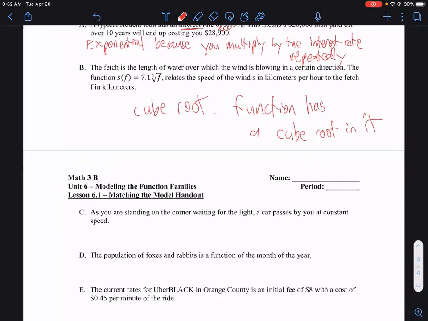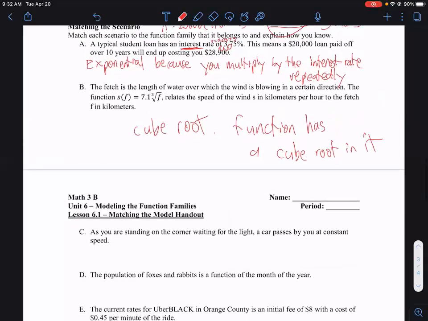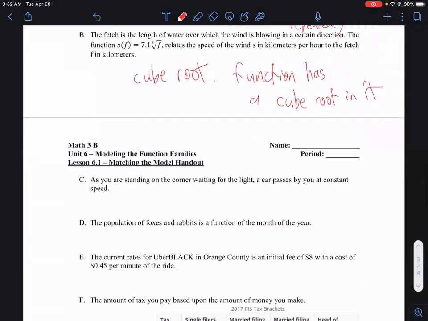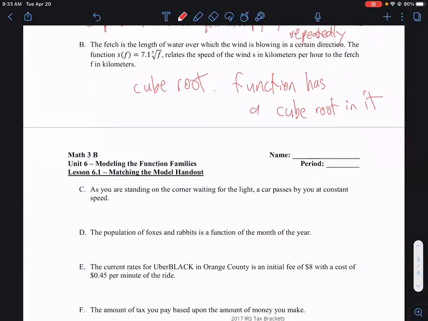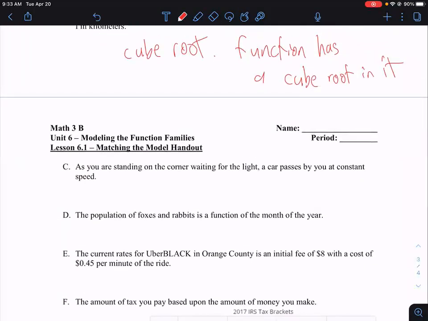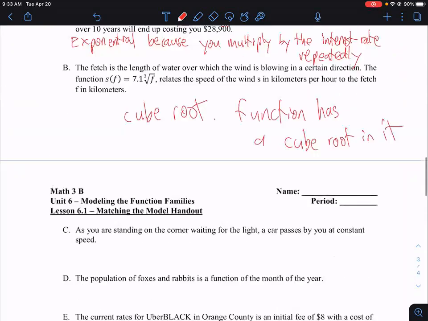Okay, so I'm going to ask you guys to take a few minutes and see if you can come up with the types of functions for the other ones. Again, a lot of these you probably haven't seen an example of directly in class before. It's kind of hard to find real life situations for some of the functions, but go ahead and give it a try. If you can't figure one out, just skip it and move on, and then I'll go over it at the end.